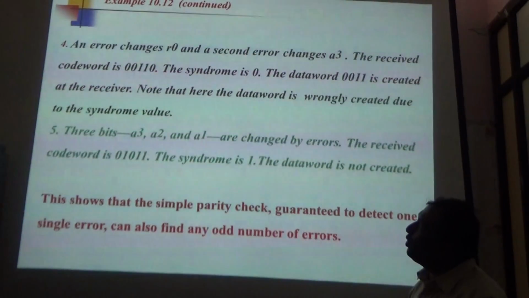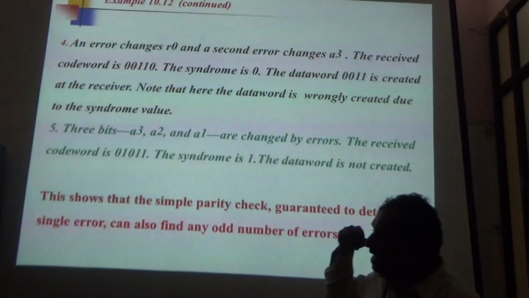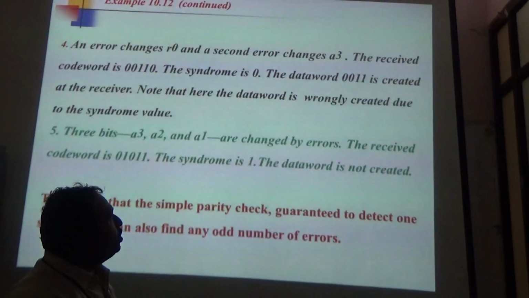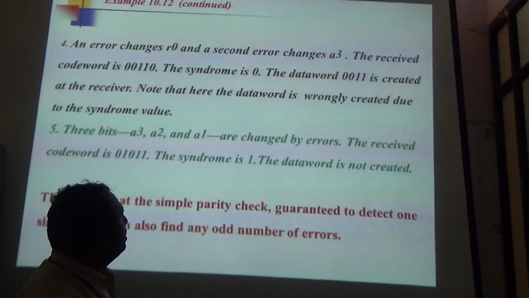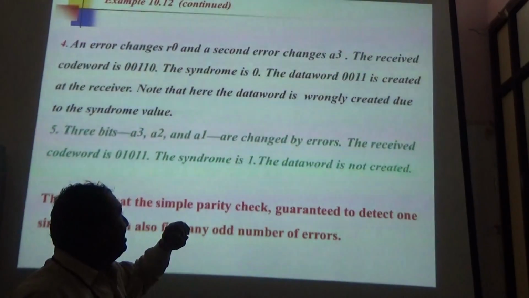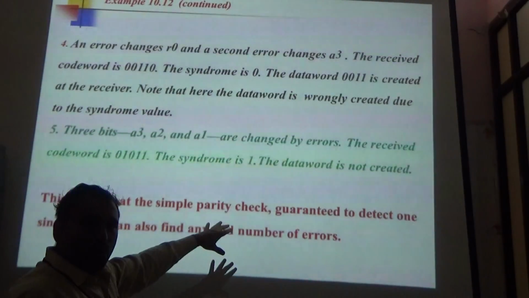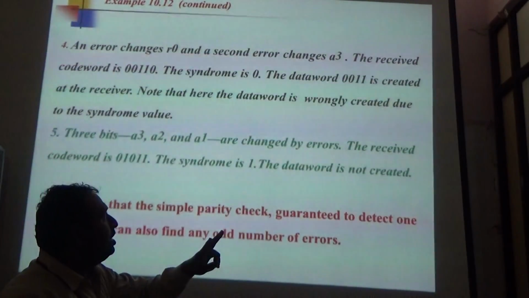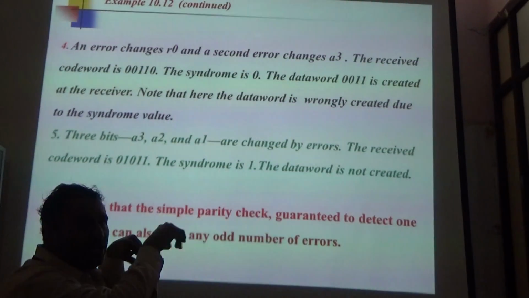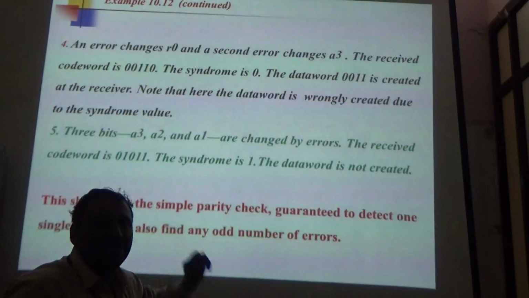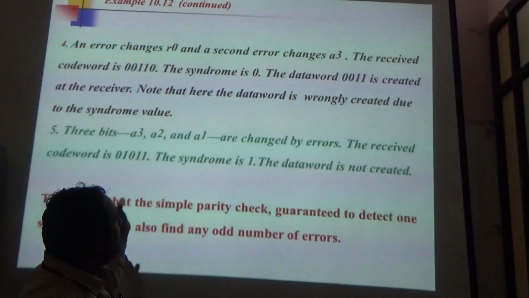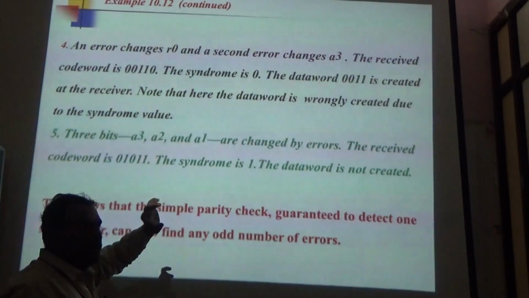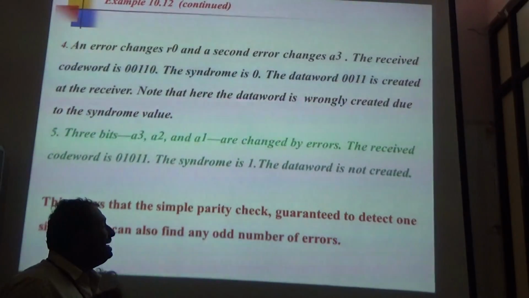Next, condition number 4 is, if an error occurs in R0 and at the same time some data bit also gets changed. So if 2 different errors occur, then the syndrome is equal to 0. So even though the data transmitted is wrong, because 2 errors have occurred, the checker will not identify the error, and the data word which is wrong will still be created. So here in case number 4, even though an error occurs, it will not be detected.